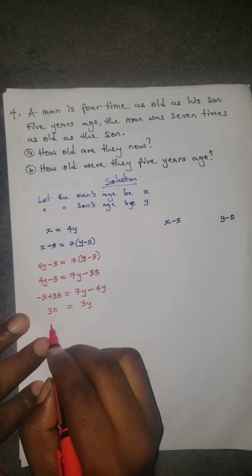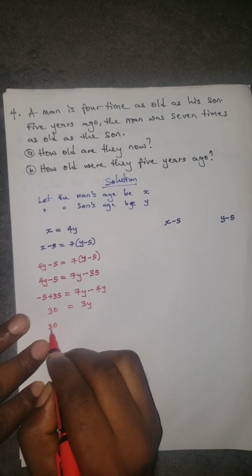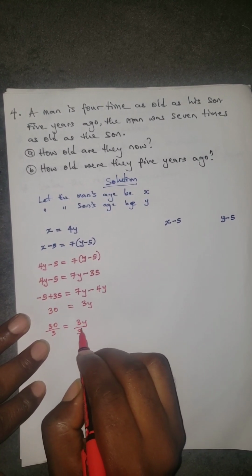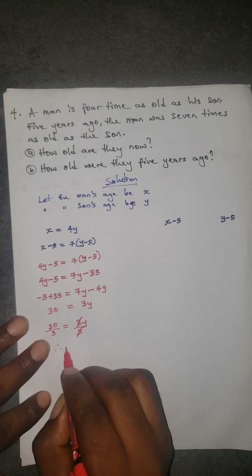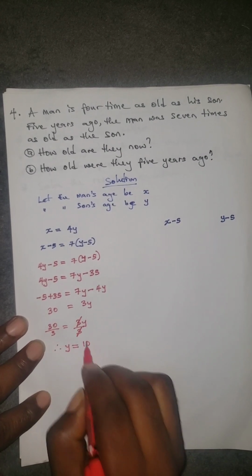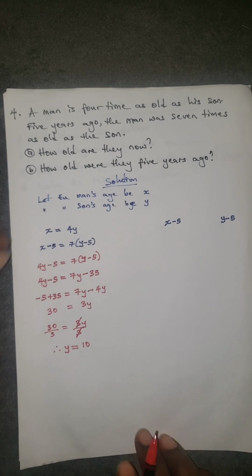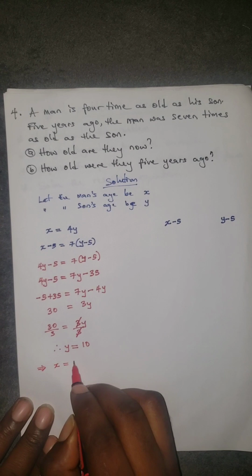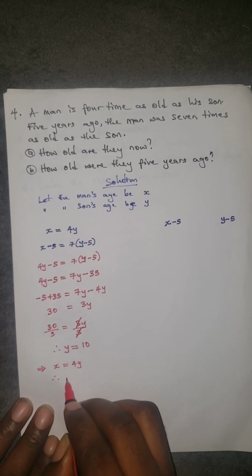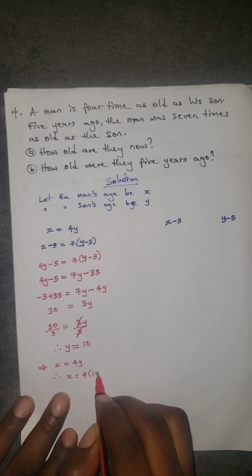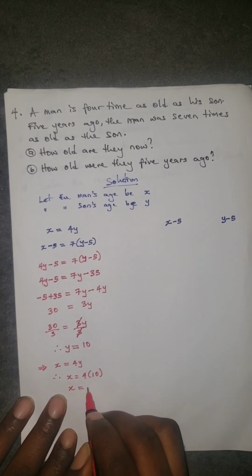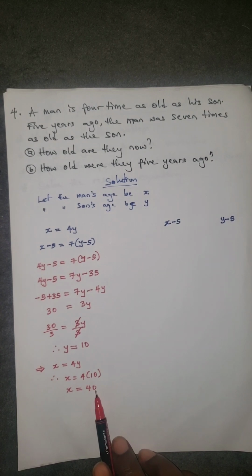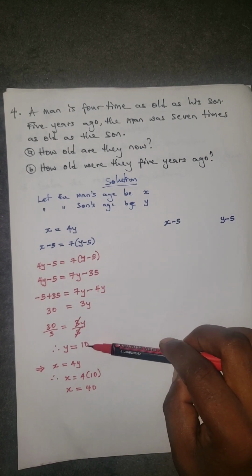So when I divide both sides by 3, that will give me 30 divided by 3 equals 3Y over 3. So this and this will go. I will have my Y as 10. So we have gotten Y as 10. So when you put it here, it implies that X equals 4Y. Therefore, X equals 4 into 10. So X will give you 40. So we have gotten X, which is the man's age, as 40, and we have gotten Y, which is the son's age, as 10.